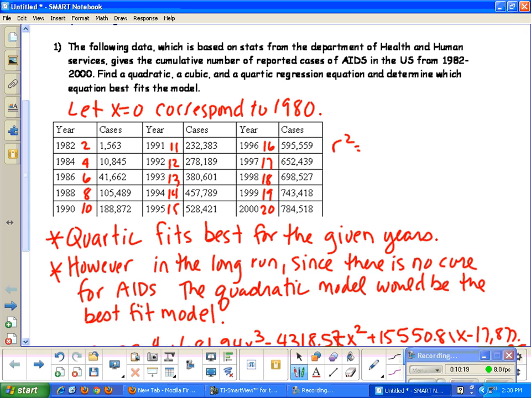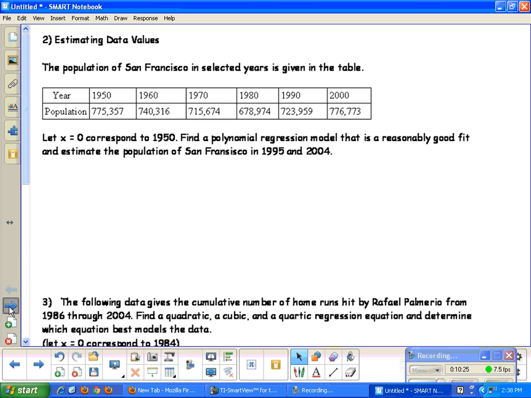Then your homework is going to be to do on the back side question 2, question 3, and question 4.